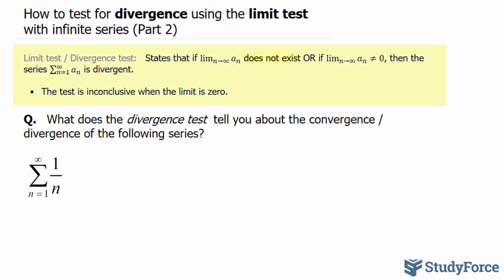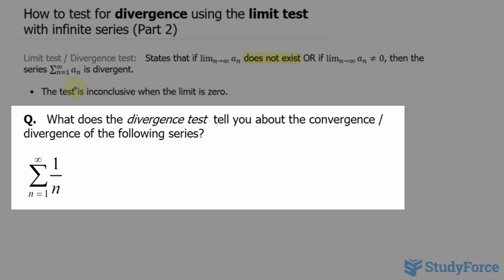To do this, you'll need to know the limit test, which is also known as the divergence test, and it states that if the limit as n approaches infinity for the function representing our series does not exist, or if the limit as n approaches infinity does not equal 0, then the series, which is defined as the sum of a sub n, is divergent. The test, however, is inconclusive when the limit is 0.